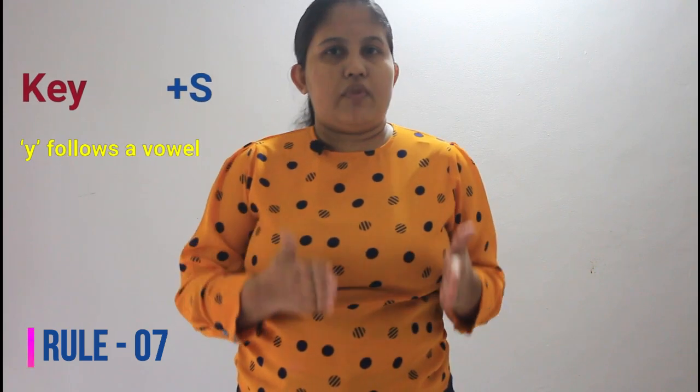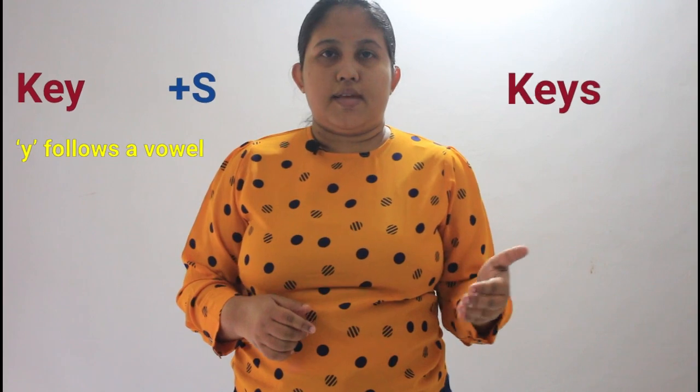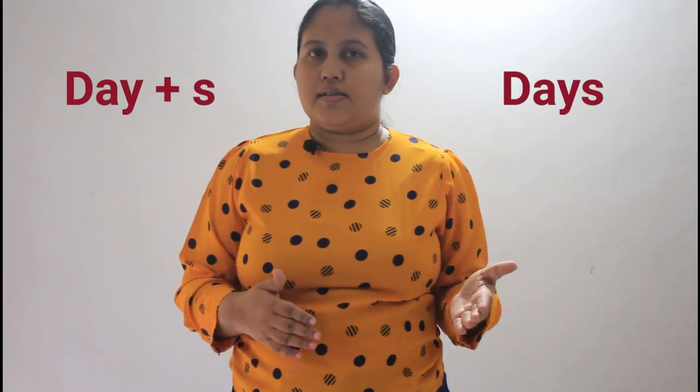Rule number 7. When the y follows a vowel, the plural is formed by retaining the y and adding s. As example, day, days. Holiday, holidays. Donkey, donkeys.